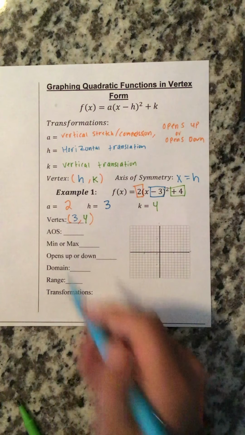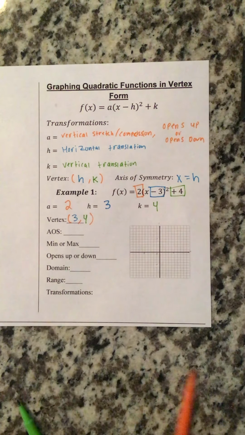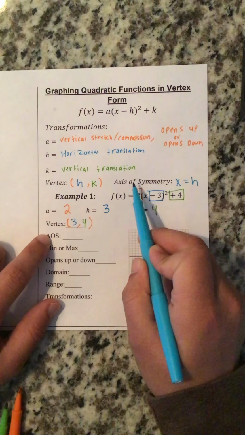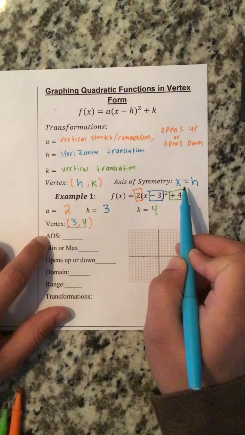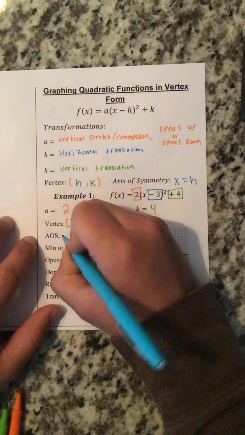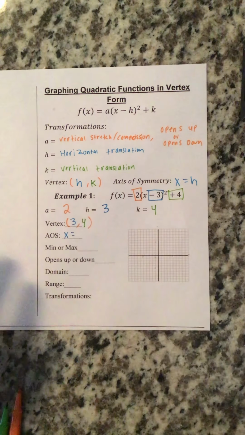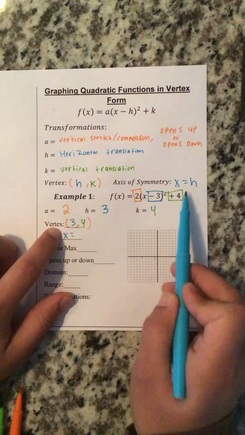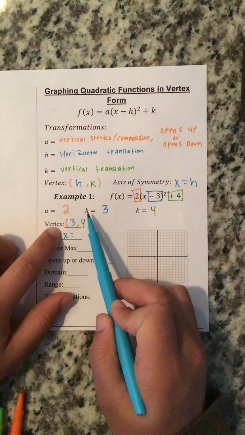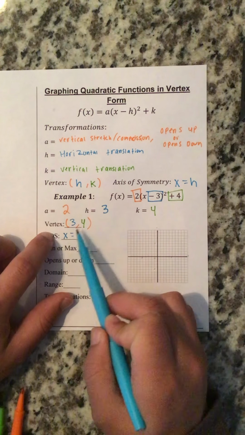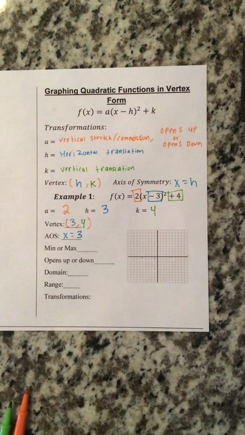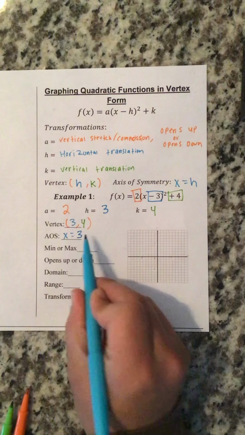Now we move on to the axis of symmetry, the AOS. That's what that stands for. So if we look up here, for example, the axis of symmetry equation is x equals h. So I'm going to already start with x equals, because I know every single time I write the axis of symmetry, it should start with x equals. So all I have to do is, instead of h, look at my h. My h is 3, so I'm going to plug in a 3 right there. So that's my axis of symmetry. That's the equation, x equals 3.